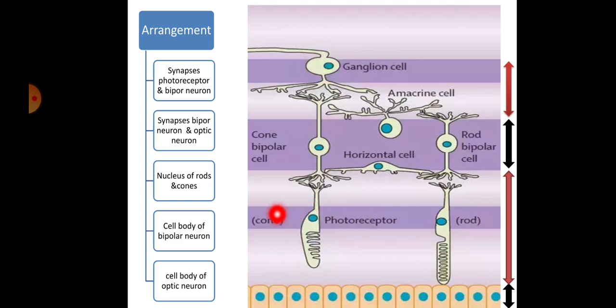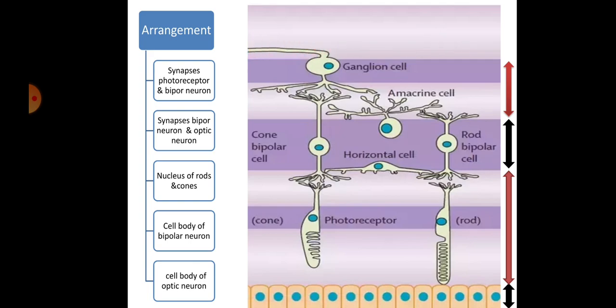Then there is another arrangement. See, the rods and cones are arranged here. The rod has a cell nucleus, and the cone also has a nucleus. So these nuclei are arranged in one single row. This is called the layer of rods and cones nuclei, or a nuclear layer. Then in this area, the nuclei or cell bodies of the bipolar neurons are arranged in this row. Then this is another layer, where the cell body of the optic nerve is situated. Then the optic fiber is running, another layer.